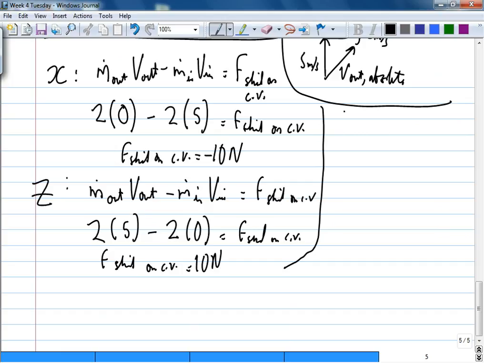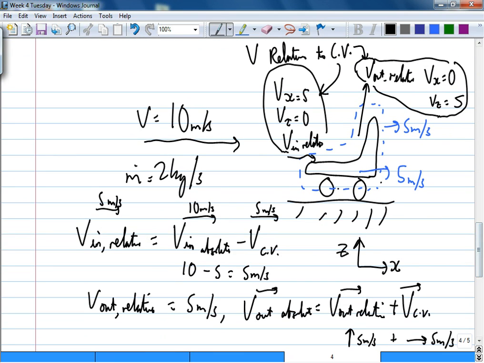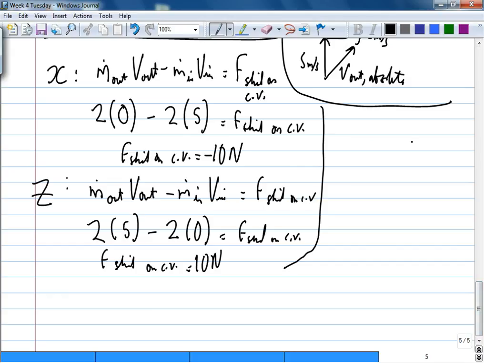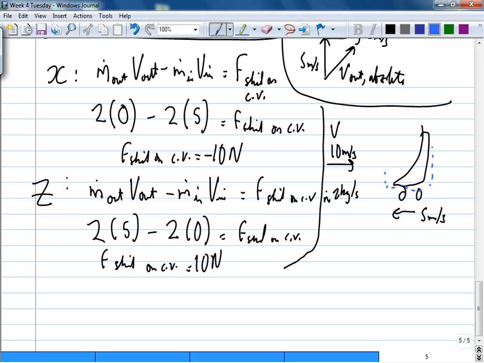Here's a quick example. What happens if you want to be brave? This is the skid. Water is coming in at 10 meters per second, 2 kilograms per second, m dot v. Previously we were running away. Now we run toward the water, we want to be brave, at 5 meters per second. So, same as before.